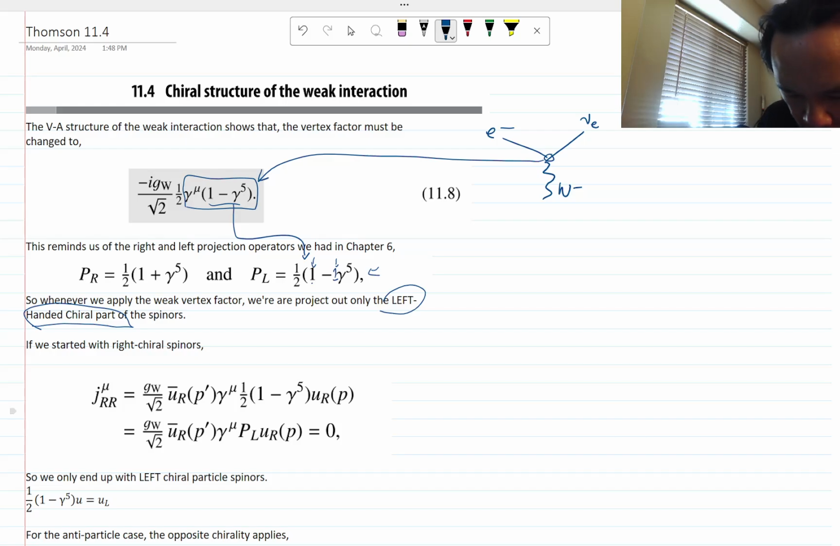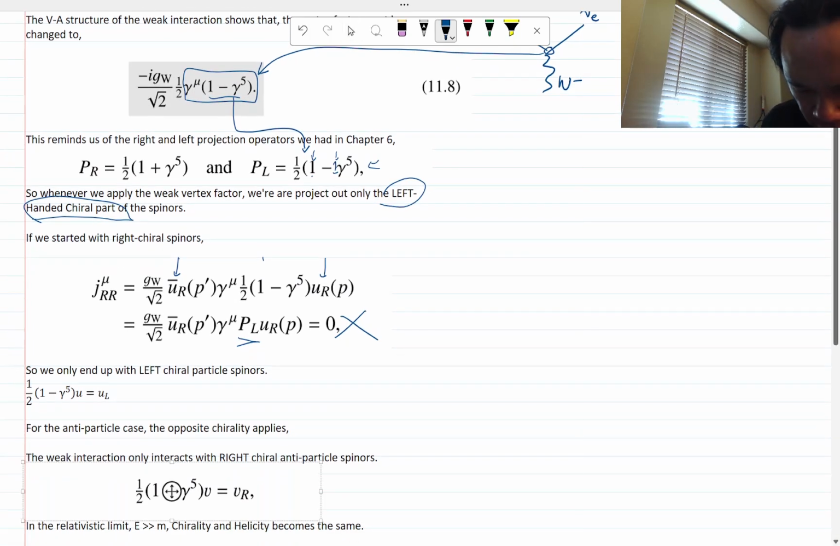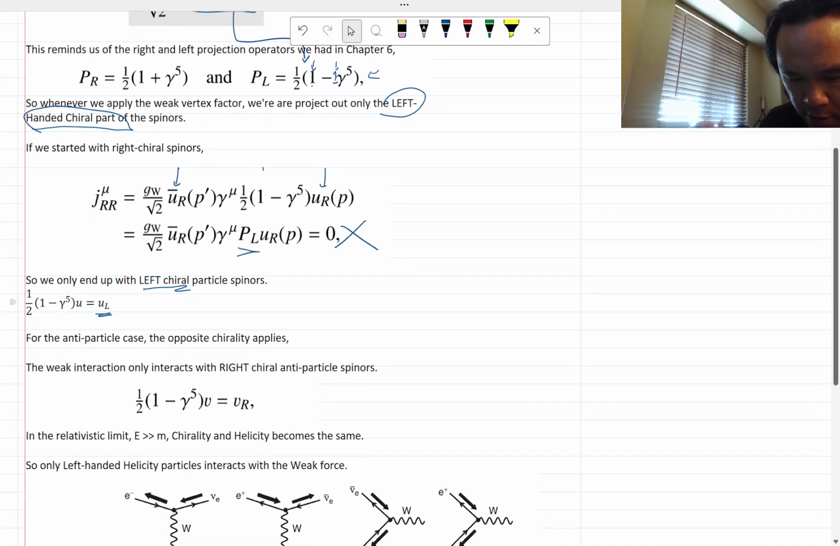So let's say you started off with a right chiral spinor. When you apply this projection operator to it, it makes that current completely zero. But if you started off with a left chiral particle spinor, then it'll give you the left chiral part. So basically, it takes out anything that's right chiral. In the antiparticle case, remember antiparticles behave opposite to everybody else, the weak interaction only interacts with the right chiral antiparticles.